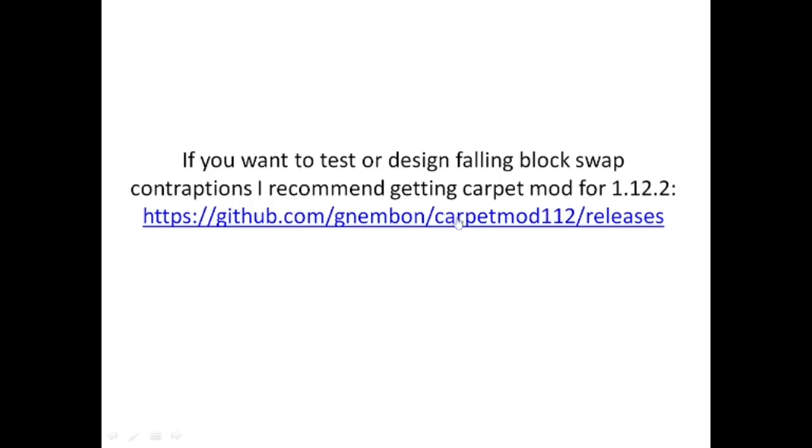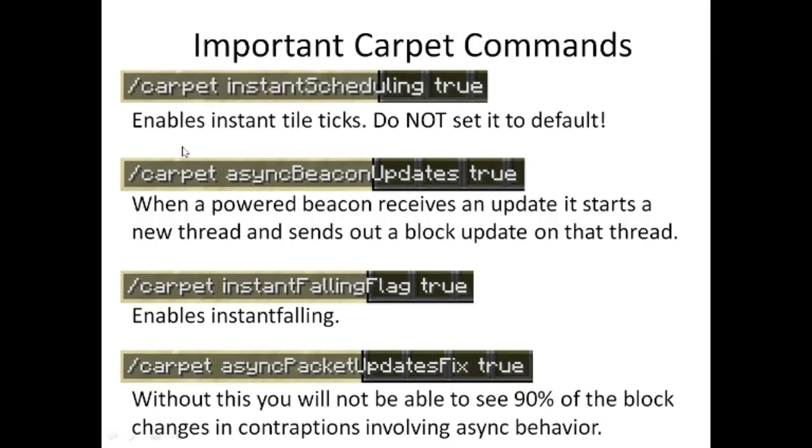If you want to design any falling block swap contraptions or just want to test them, then I recommend getting the Carpet mod. I will also link it in the video description because it has many commands with which you can easily test. For example, there's a command for turning on instant tiletics. In vanilla, if you want to turn on instant tiletics, you have to build an update suppressor for a liquid pocket and populate the chunk and stuff.